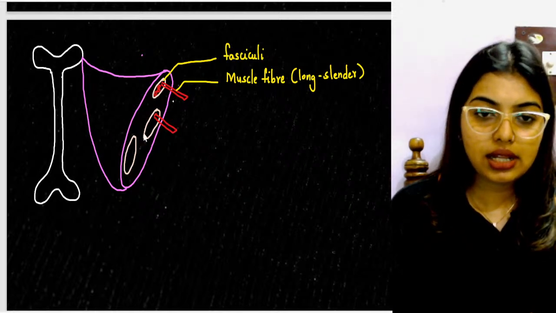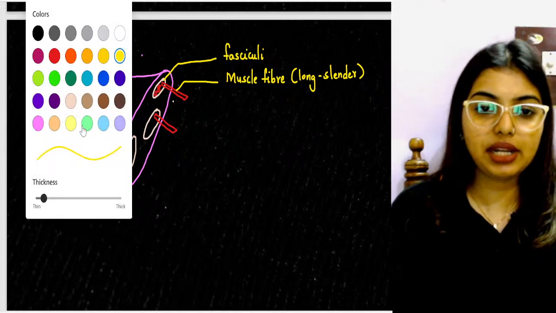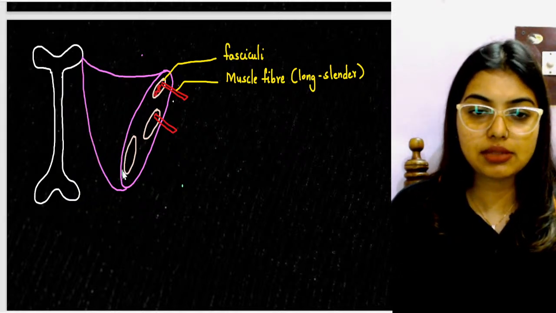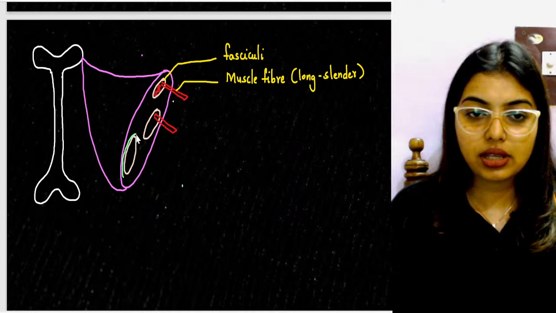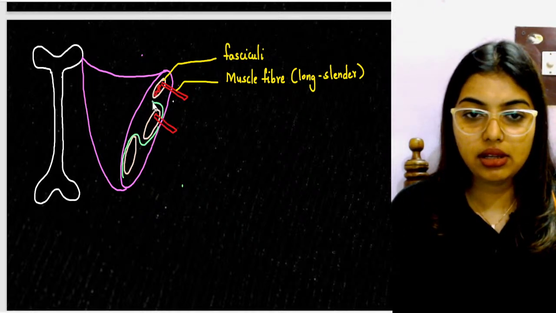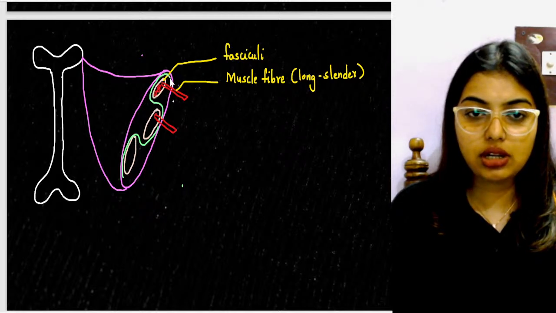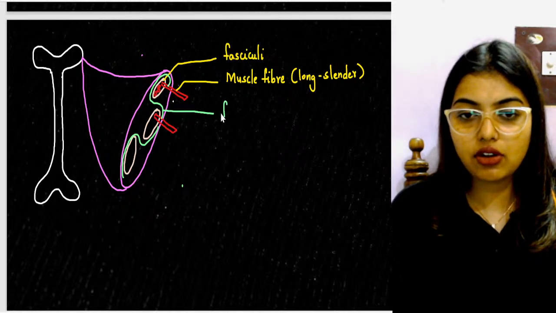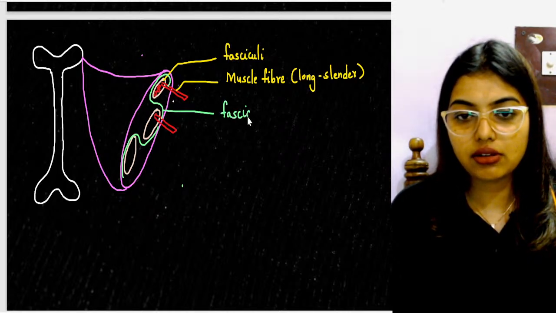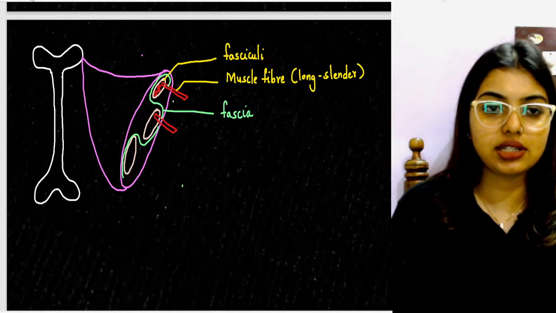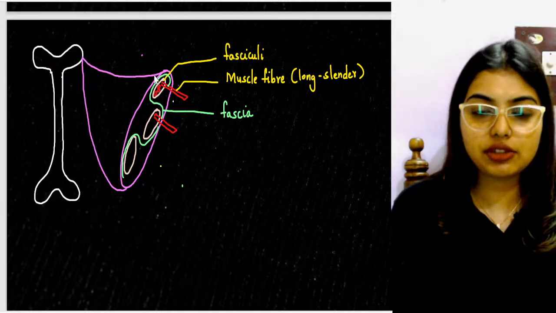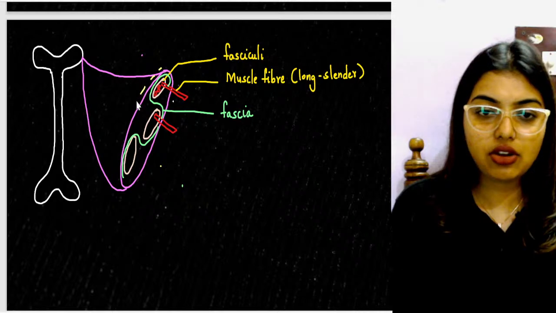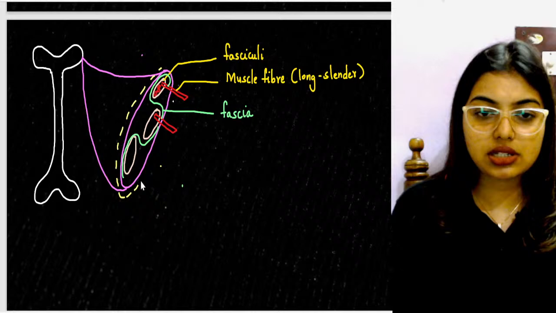Now, let's say, students, these bundles are all separate. To keep these bundles together, there is a connective called fascia. Okay, however you want to pronounce it. Then there are coverings of the muscle. Let's say this is the covering of the entire muscle. Okay, this is the first covering.